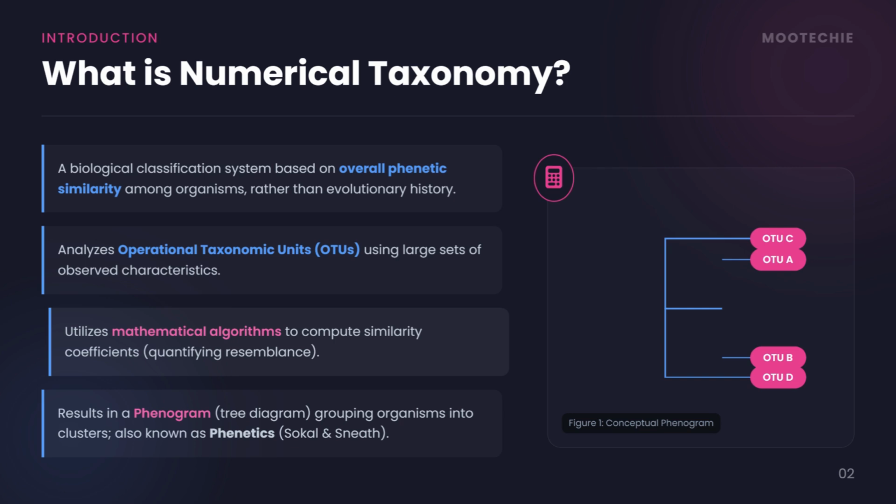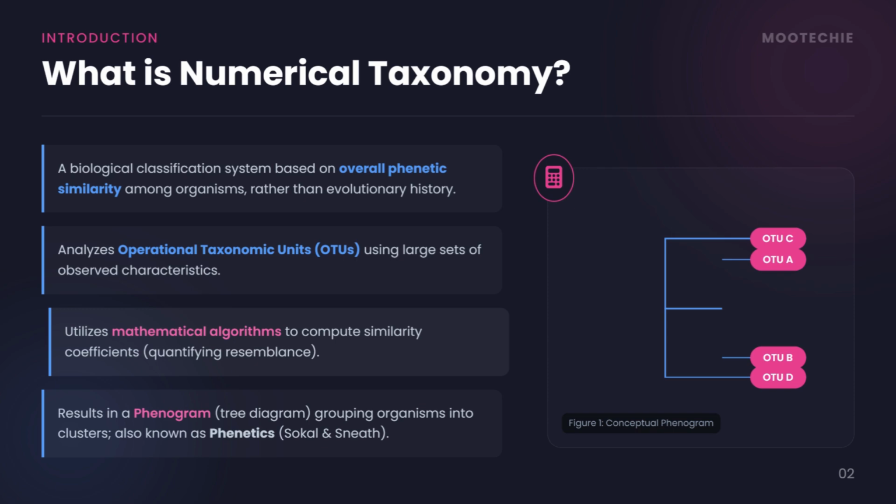This means it groups organisms by how similar they look or function right now, not by their shared ancestry. It analyzes operational taxonomic units or OTUs using large sets of observed characteristics. An OTU could be an individual, a species, or any group we want to classify. It utilizes mathematical algorithms to compute similarity coefficients, which are numbers that quantify resemblance.